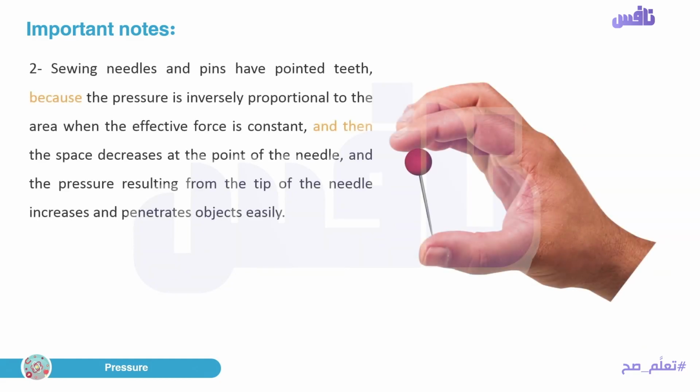Number 2. Sewing needles and pins have pointed tips. Why? Because the pressure is inversely proportional to the area. Bravo, you are telling me here that we need to increase the pressure. So the thickness of the needle must be very small, because the pressure is inversely proportional to the contact area. When the effective force is constant, the area decreases at the point of the needle and the pressure resulting from this tip will be increased, so the injection will be easy.